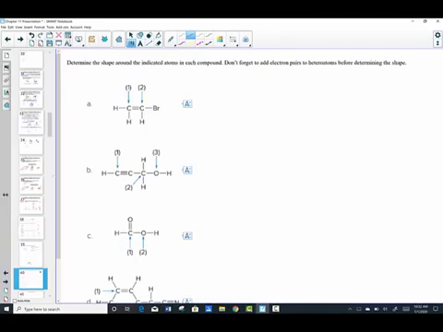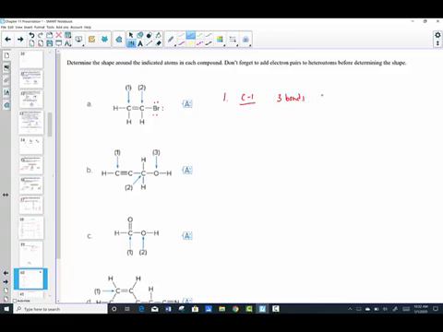All right, so here we're looking at the shape of the indicated atoms in each compound. As we number these, don't forget to add the electron pairs to any heteroatoms before determining the shape. For example, the bromine is missing its 3 sets of electrons to complete its octet. Notice carbon number 1 is attached to 3 atoms. I'm going to just label that carbon 1. That's the first indicated carbon we're to label. It's attached to 3 bonds and no lone pairs.